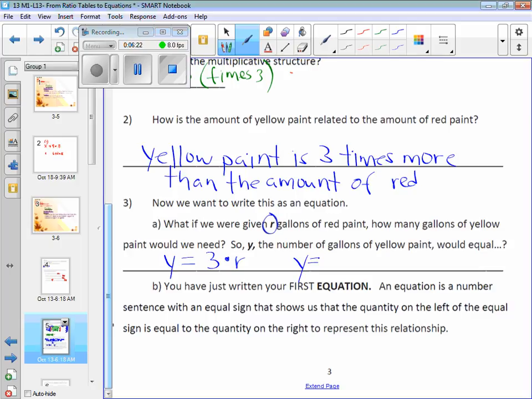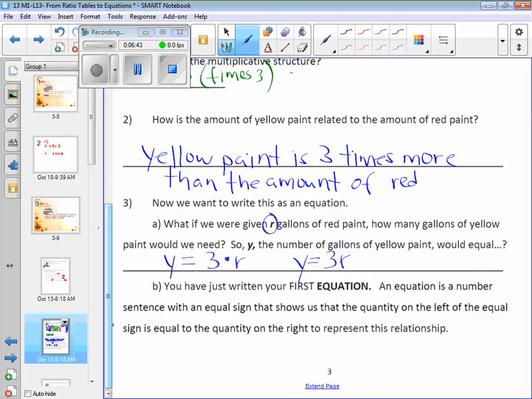Ready? You were close. You had the right idea. Y equals 3R. Raise your hand if that's new to you. You've never seen anything like that before. Okay. So, I'm going to kind of introduce it slowly throughout the course of this lesson.